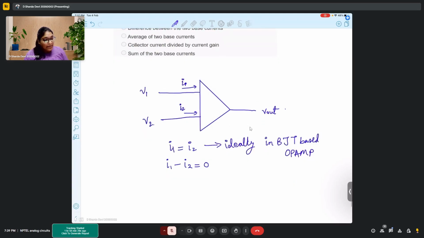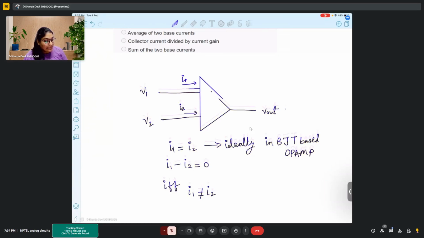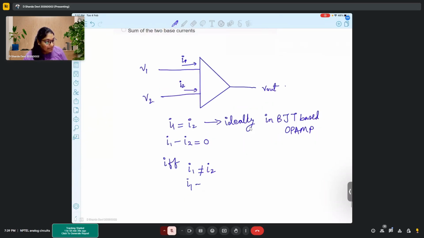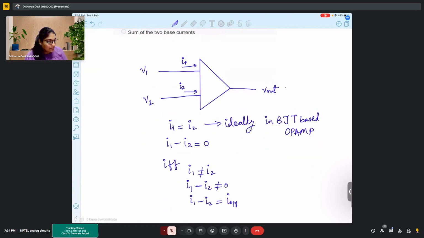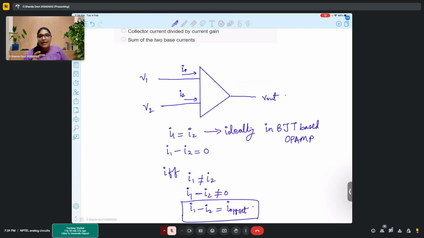But if I1 is not equal to I2, such that I1 minus I2 is non-zero, whatever is the I1 minus I2, we call it I offset. So this is the offset current. The difference between the I's is the offset current.